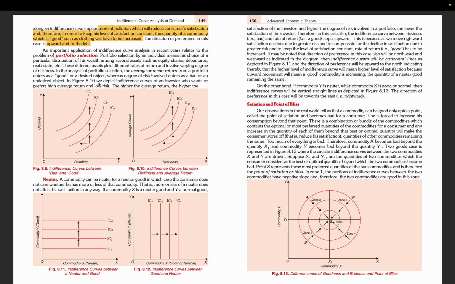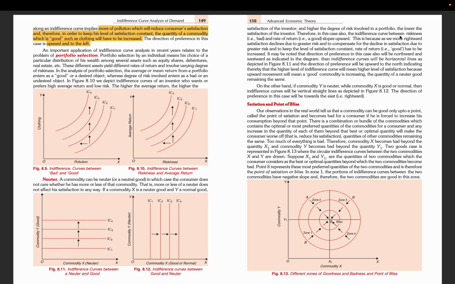Let's come back here. In figure 8.10 we depict ICs of an investor who prefers a higher average rate of return and lower risk. So the average rate of return has to be greater and greater, and the riskiness has to be lower and lower, so leftward and upward is the direction. The higher the average return, the higher the satisfaction of the investor, so we want to go up and up. And the higher the degree of risk involved in the portfolio, the lower the satisfaction, so leftward is the direction.